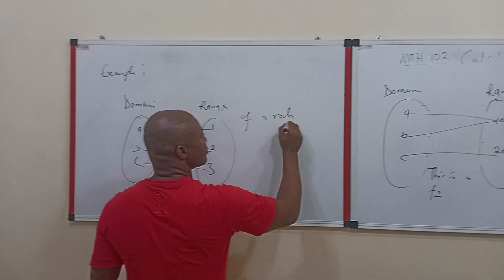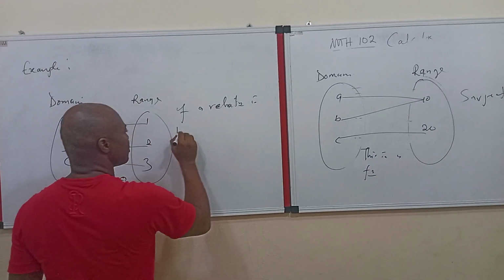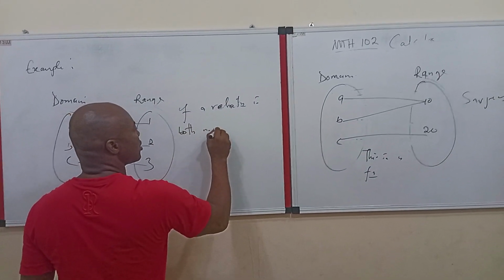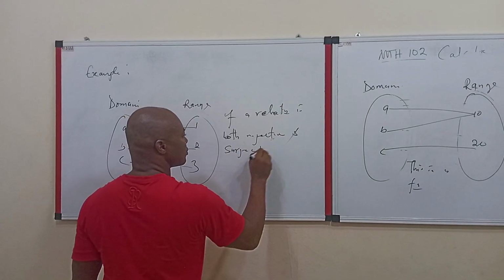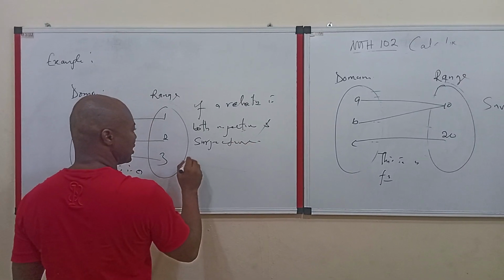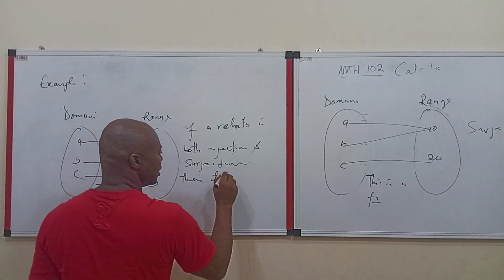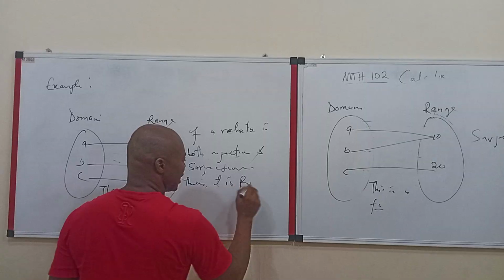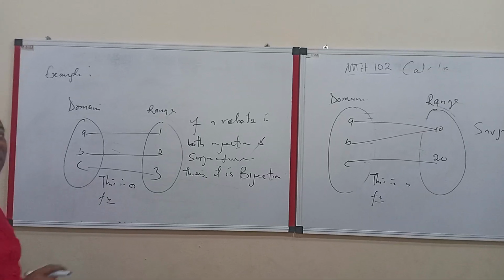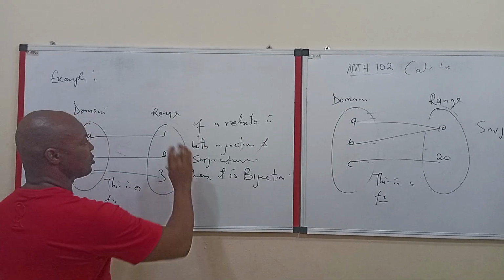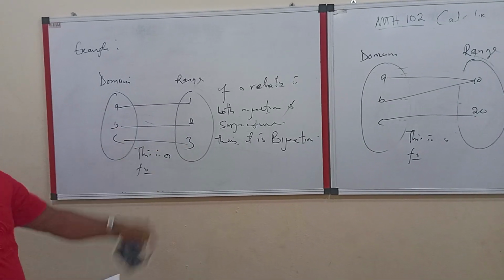If a relation is both injective and surjective, we say that it is bijective. For it to be bijective, it must be injective and surjective, where this one that we have meets that criteria.